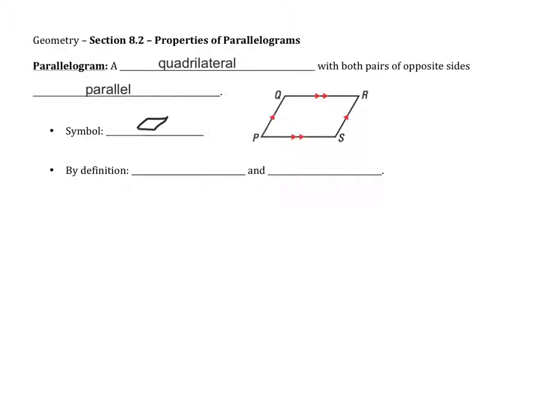And by definition, again referring to this diagram, since we know that opposite sides are parallel, we would know that QR is parallel to PS, and we would also know that QP is parallel to RS. Just to reiterate, all that it takes for a four-sided figure, a quadrilateral, to be a parallelogram is that both pairs of opposite sides have to be parallel. As long as both pairs of opposite sides are parallel, it is a parallelogram.